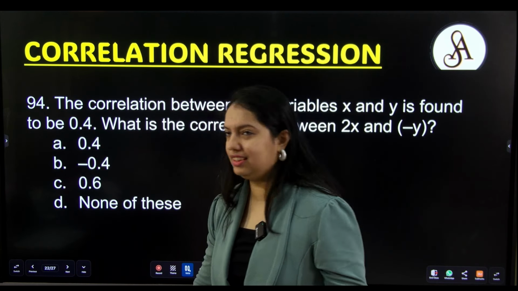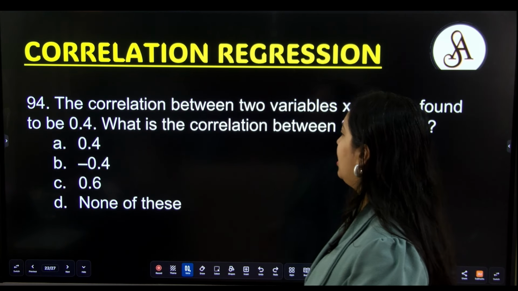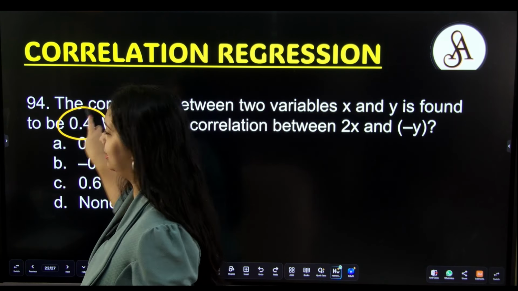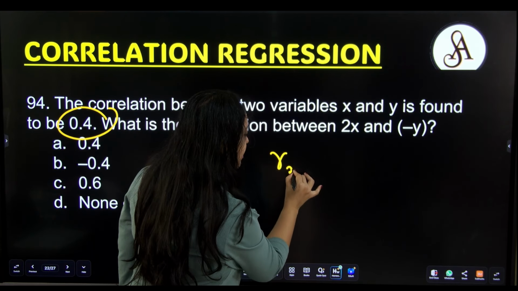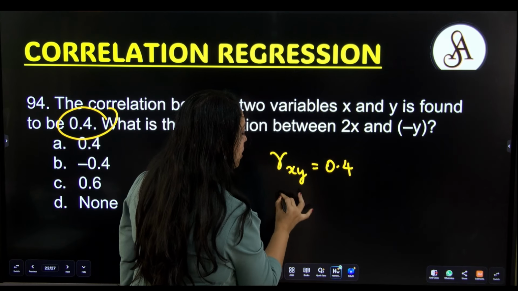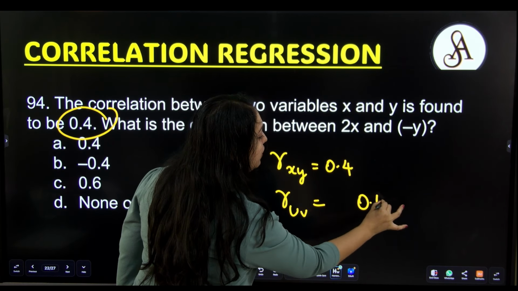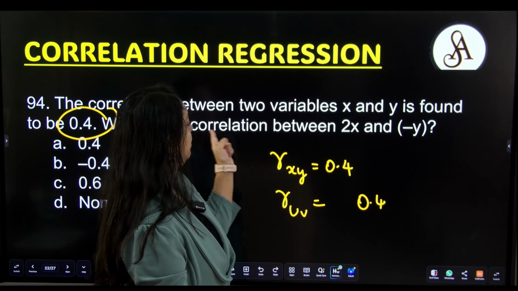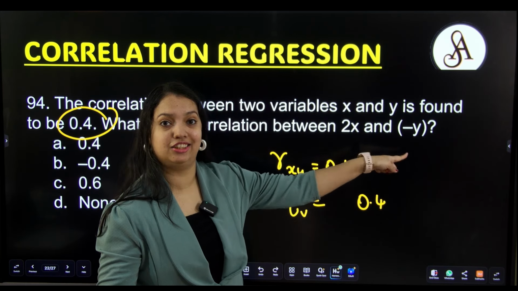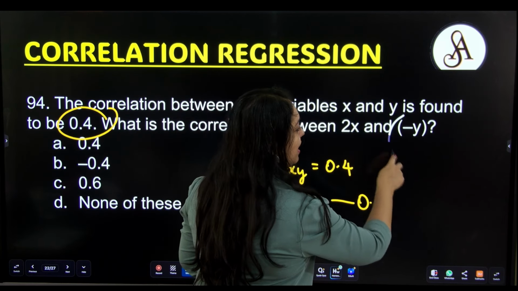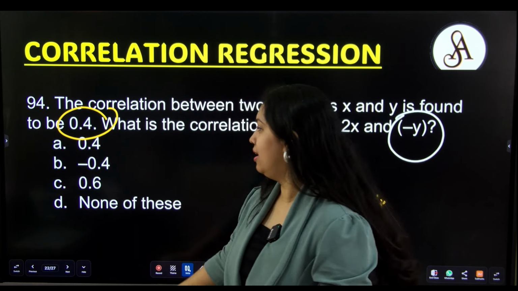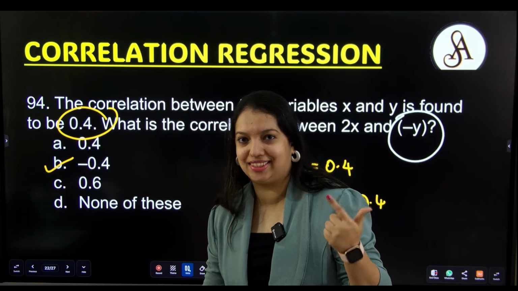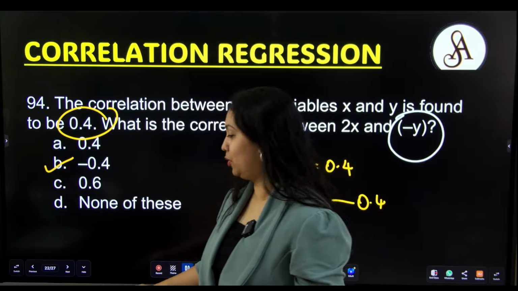Next, I have done it in class. That's why I'm not taking so much time. The correlation between two variables is given by 0.4. This is our trick question. If Rxy is equal to 0.4, Ruv will also be equal to 0.4. The question is whether it is plus sign or minus sign. Check in the question. If any sign is changed, then it will become minus sign. Why is the sign changed? So my answer will be negative 0.4. We did this question in our class in Menti quiz, if you remember.